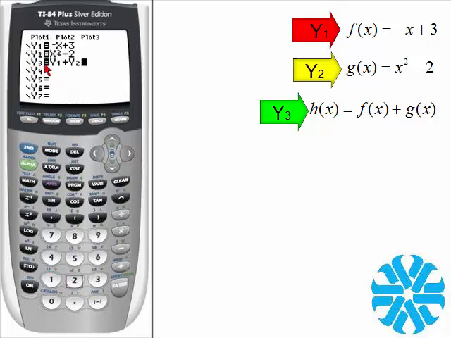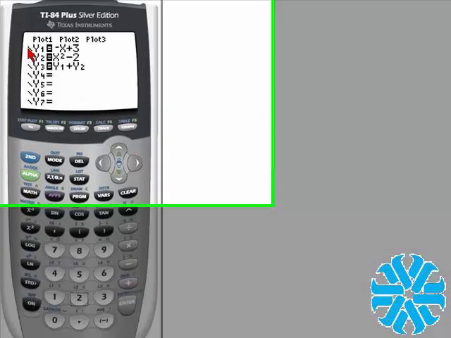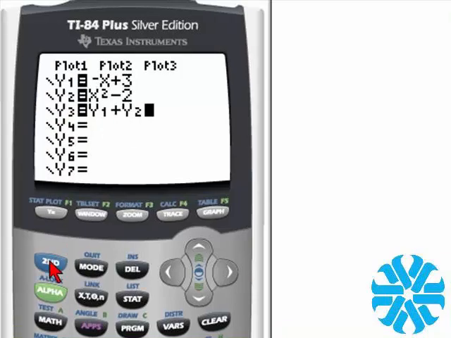The y3 is represented by y1 plus y2, or h of x is equal to f of x plus g of x. Okay? We're representing h of x being y3, g of x was y2, and then f of x is y1. So now let's go ahead and go to the table. So if we hit second function, and then here's the table, so we hit graph.